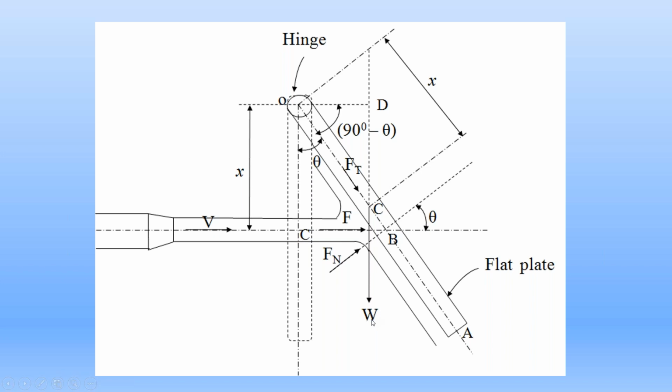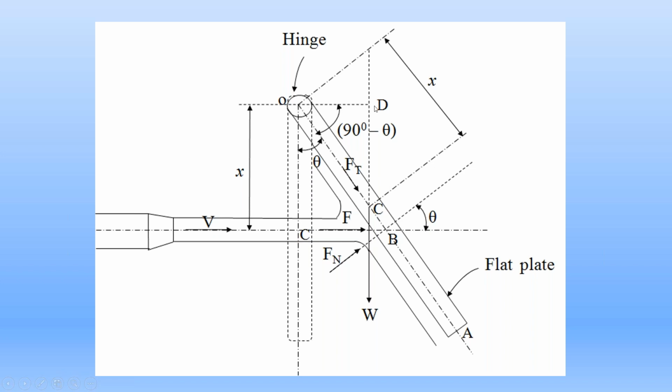Moment of force W about the hinge O is force W into the perpendicular distance OD, because to this force W from this hinge point O, the perpendicular distance is OD. So the moment of force W about this point O is force W into perpendicular distance OD. So calculate first the length of this perpendicular distance OD.